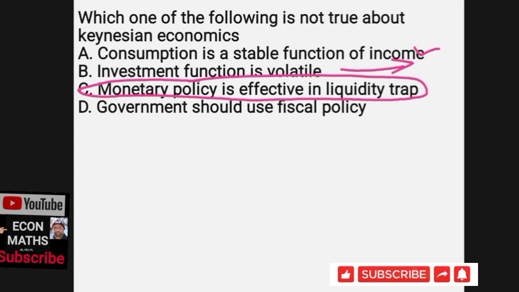So the C option is not correct, and the last one is government should use fiscal policy, which is true. So the C option is not true. That is, monetary policy is rather ineffective in liquidity trap.